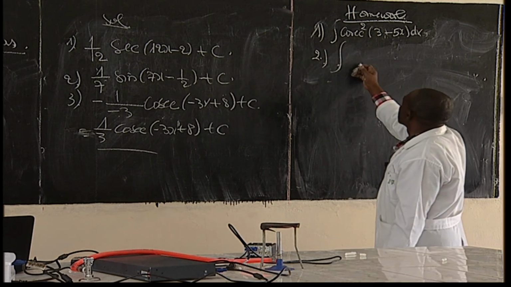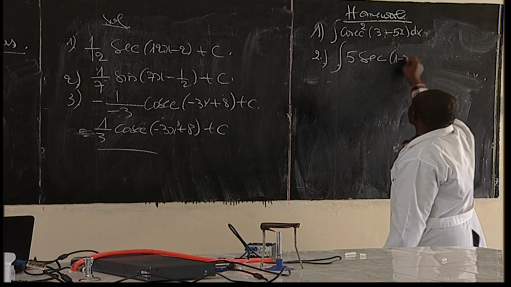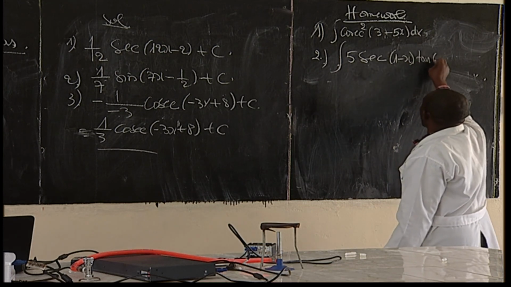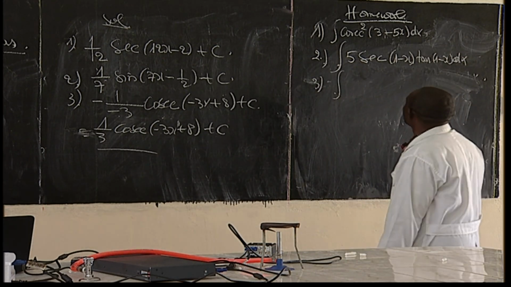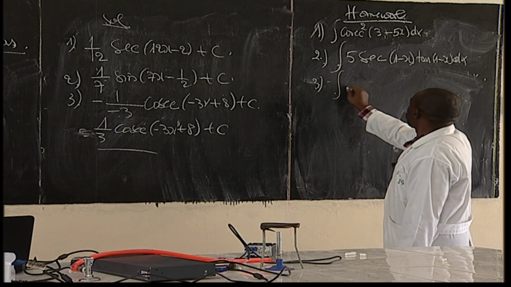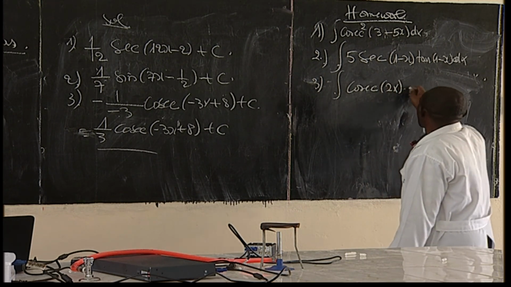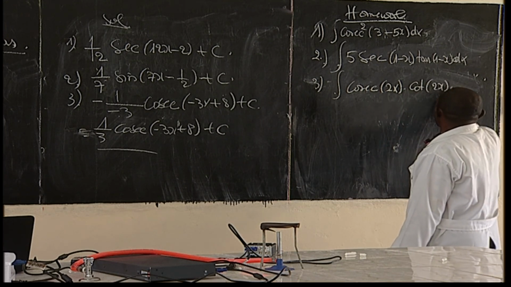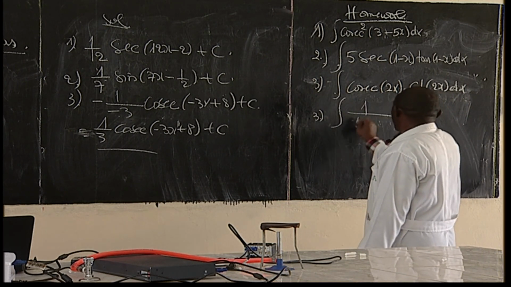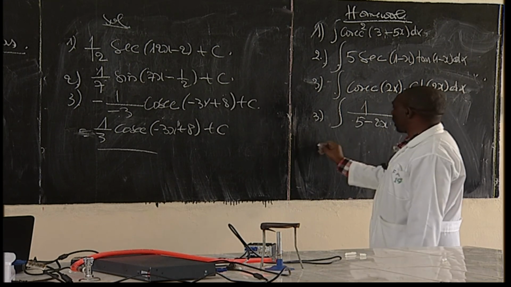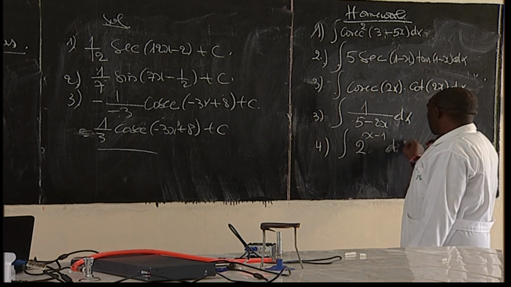Number two, integral of 5 sec of 1 minus x tan 1 minus x dx. Three, integral of cosec of 2x cotan 2x dx. Four, integral of 1 over 5 minus 2x dx. And finally, integral of 2 power x minus 1 dx.